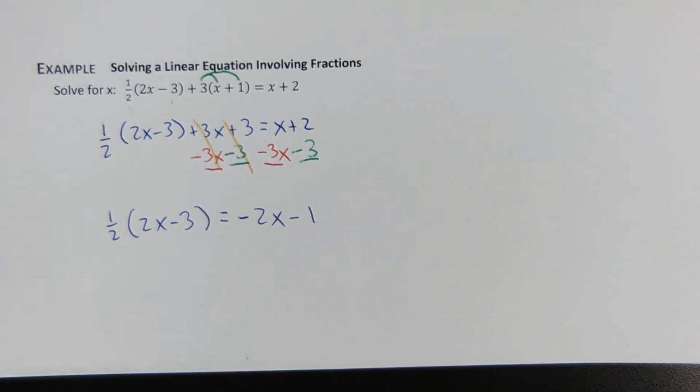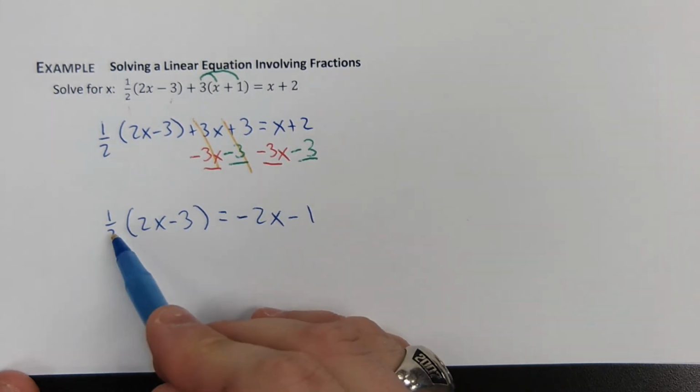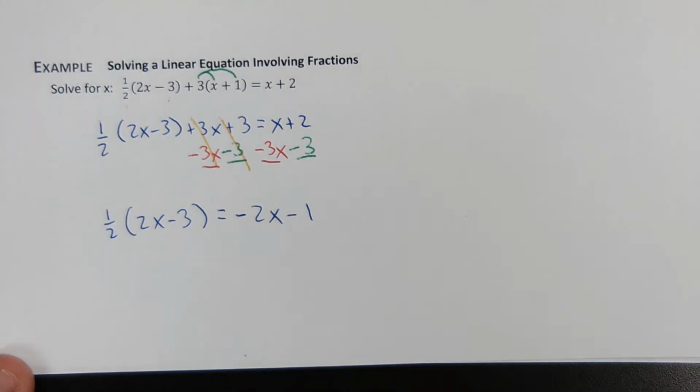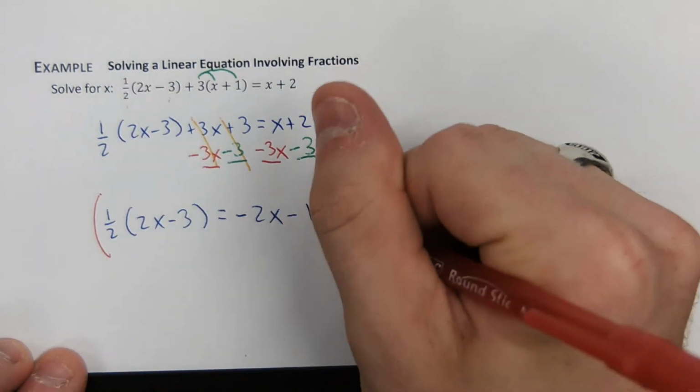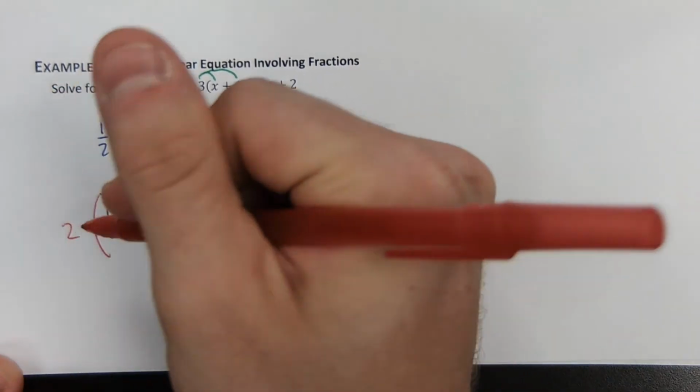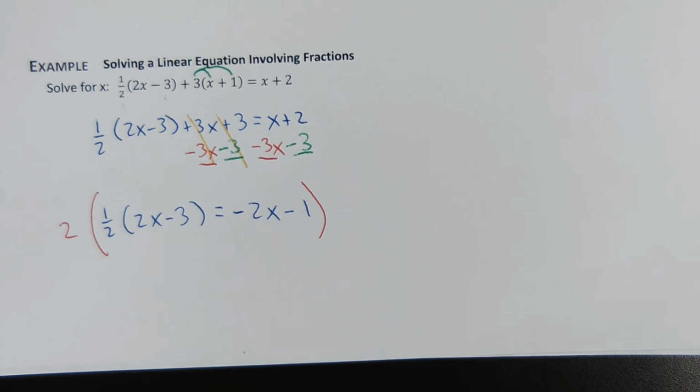So again, if you don't like fractions, get rid of them. Remember, a fraction bar means divide by. And just like before, we cancel divide by with a multiply by. So to cancel this divide by 2, I'm going to multiply by 2 on both sides. I'm going to distribute this 2 to all of the individual parts.